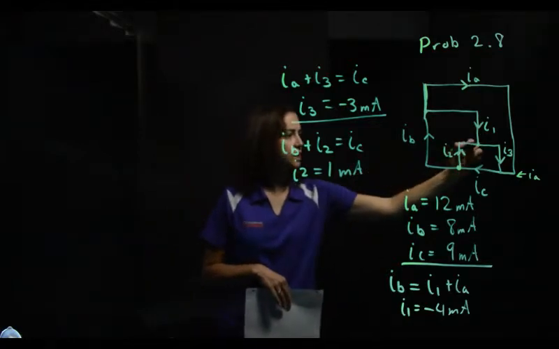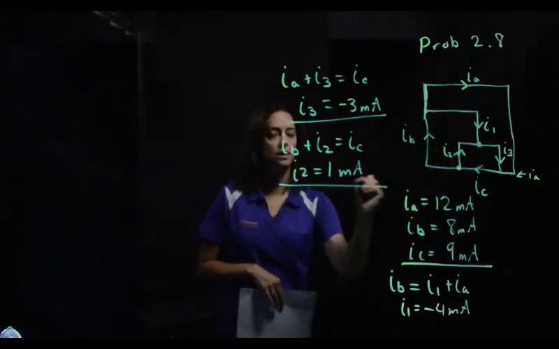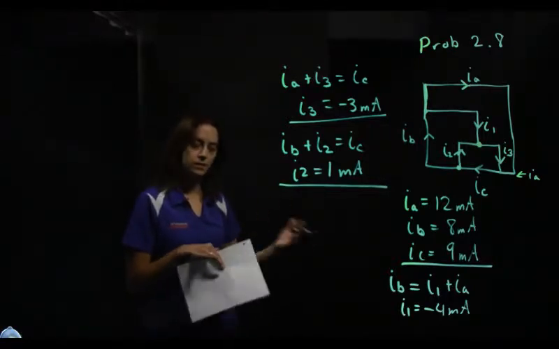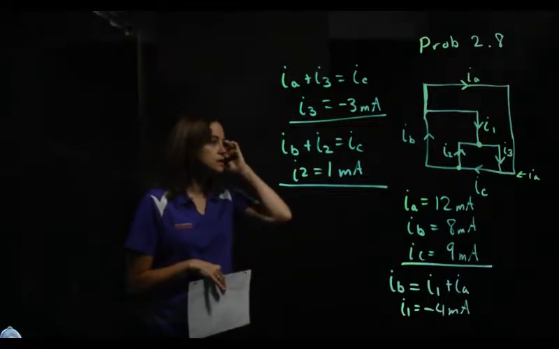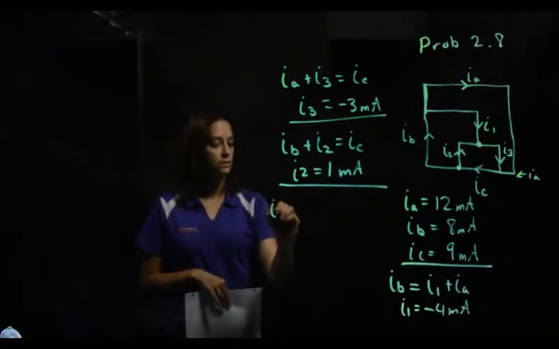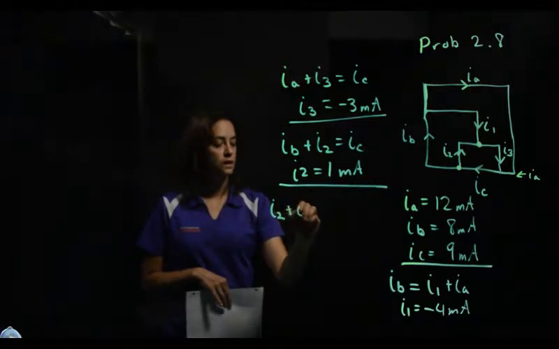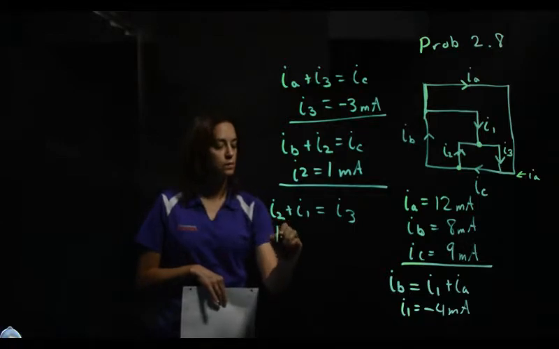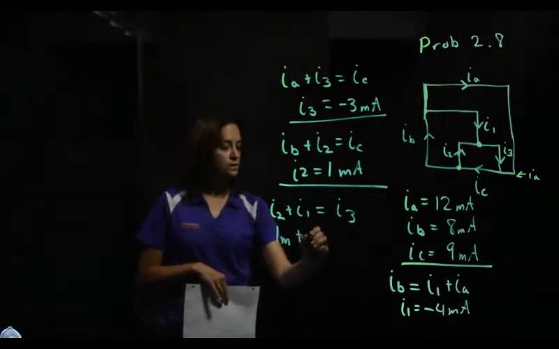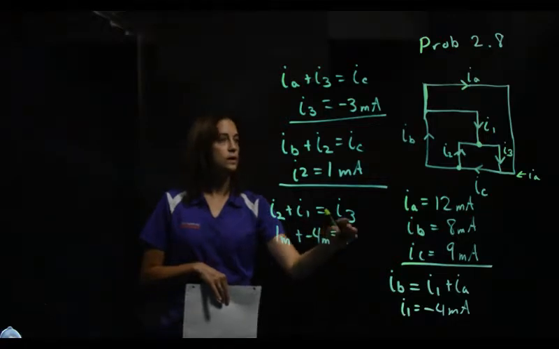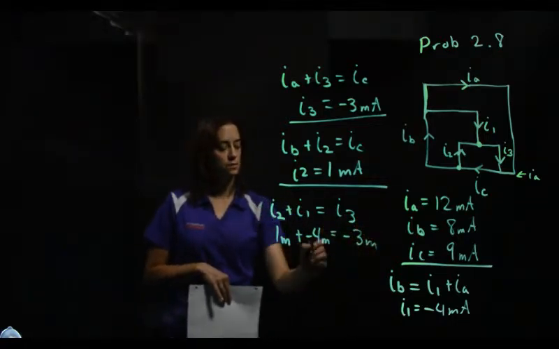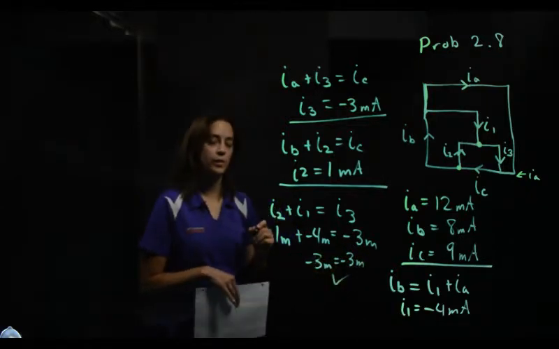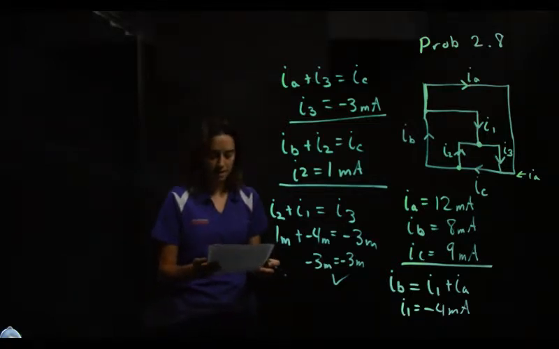So let's go ahead and do a quick check right here at this node, to see if our I1, I2, and I3 make sense. The sum of the leaving should equal the sum of the entering. So I have I2 entering that node. I have I1 entering that node. And I have I3 leaving. I2 was 1 milli, I1 negative 4, and I3 was negative 3. So yes, this turned out, so I know I've done the problem correctly. So that's a KCL example.